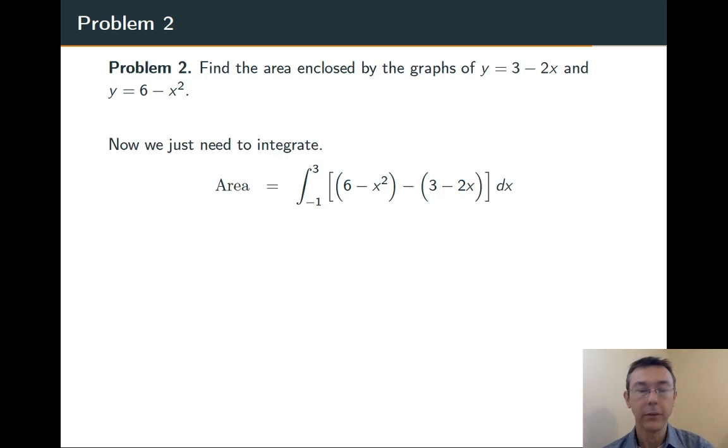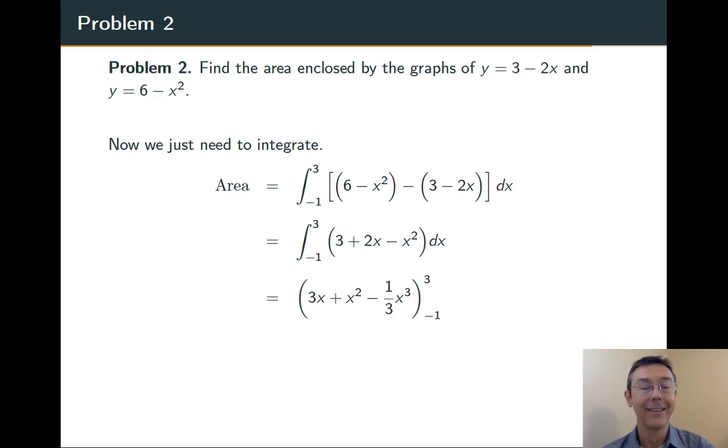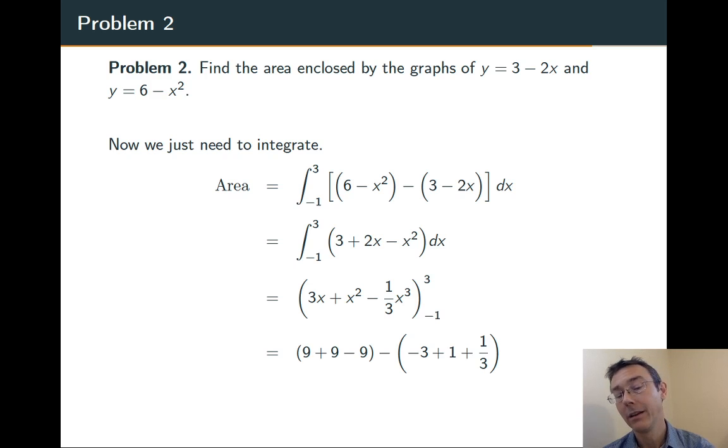Let's actually carry out this integral. First, let's simplify a tiny bit, then get an antiderivative, raising the power by 1, multiplying by the reciprocal of the new power. Then let's plug in the endpoints, 3 and -1, and simplify to get 10 and 2/3. That will be the area enclosed by the graphs of y equals 3 minus 2x and y equals 6 minus x squared.